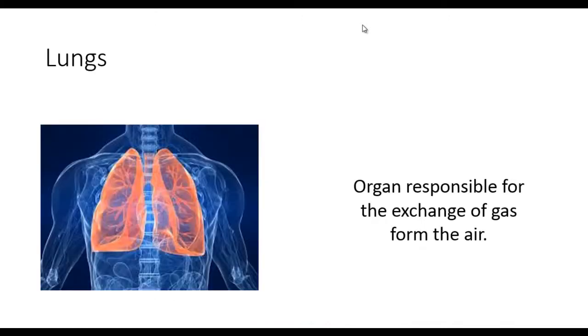So the first organ we're going to talk about is the lungs. The lungs are responsible for the exchange of gases from the air. Air contains many different components. The lungs extract oxygen and get it to where it needs to be in the circulatory system that we just took a look at, and it gets rid of waste products like CO2.